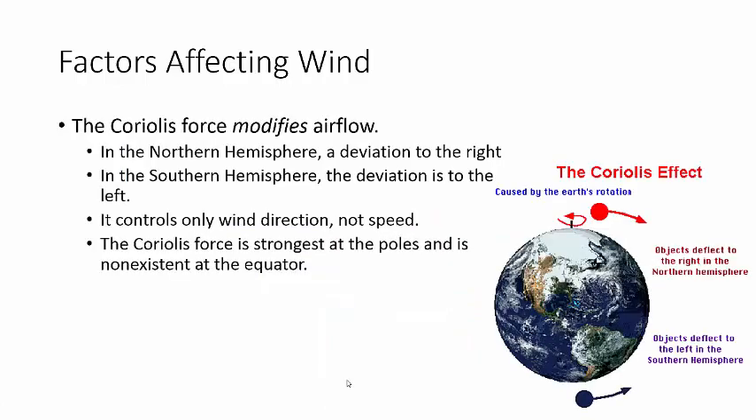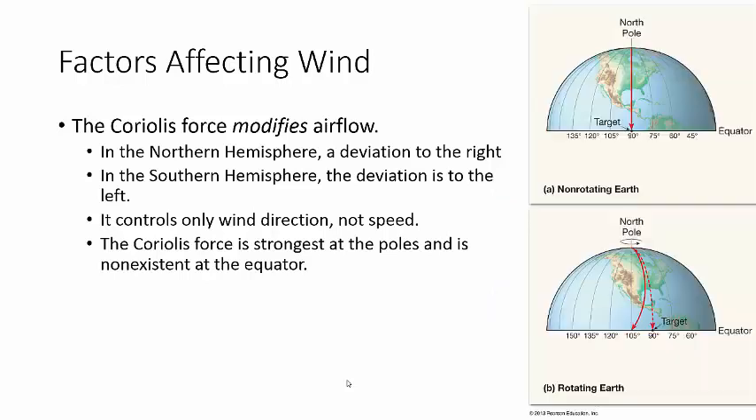Now the pressure gradient force is the most important force out of the three of them. It is the one that affects the wind the most. The Coriolis force doesn't affect the strength of the wind. What it does is it affects the direction of the wind. So in the Northern Hemisphere, everything deviates to the right. In the Southern, everything goes to the left. This is why hurricanes spin, and they spin counterclockwise in the Northern Hemisphere. It all has to do with the Coriolis effect.